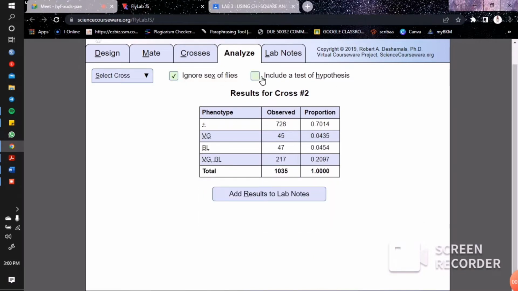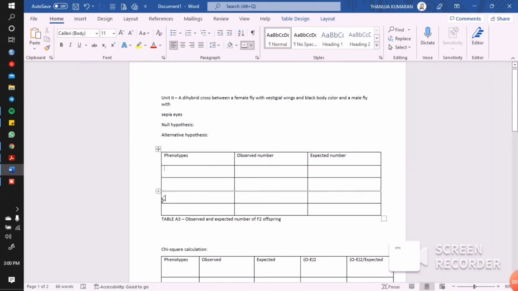And now look at the table, and we can see the phenotypes, and now fill up the table.